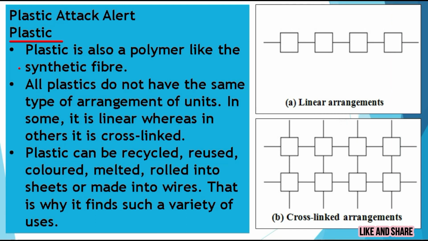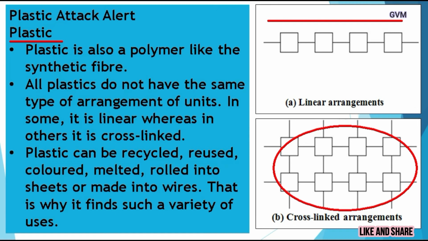Students, plastic is also a polymer like the synthetic fibers, but all plastics don't have the same kind of arrangements of units like the other fibers. So in some cases plastic is linear, whereas in some cases it is cross-linked, as you can see in these two figures. In some cases it is linear, which means the monomers are arranged in a linear chain-like pattern, whereas in some cases the monomers arrange themselves into a cross-linked arrangement like this.